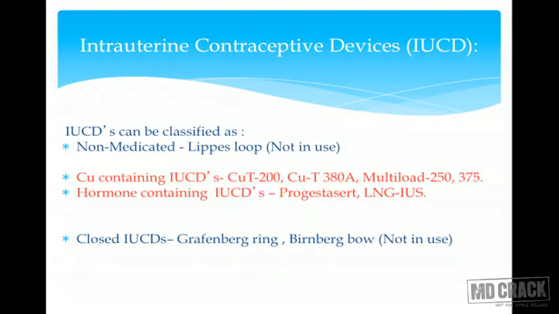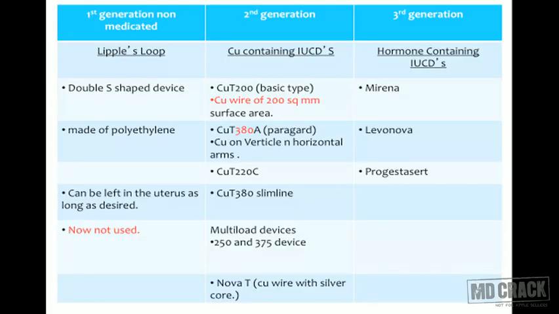Three types: Lippes loop, the older variety, now not much in use. Then copper T containing, which is very much in use in India, and hormone containing, which are getting popular. The cost is a little high, but still there are many advantages. Now let's go through a table which summarizes this, and it would be easy for you to remember the types of IUDs which we use. First generation, that is non-medicated. Second generation, copper containing. And third generation, hormone containing. Lippes loop was a double S-like device. It is available in 4 sizes. D is the largest. It can be left in the uterus as long as desired.